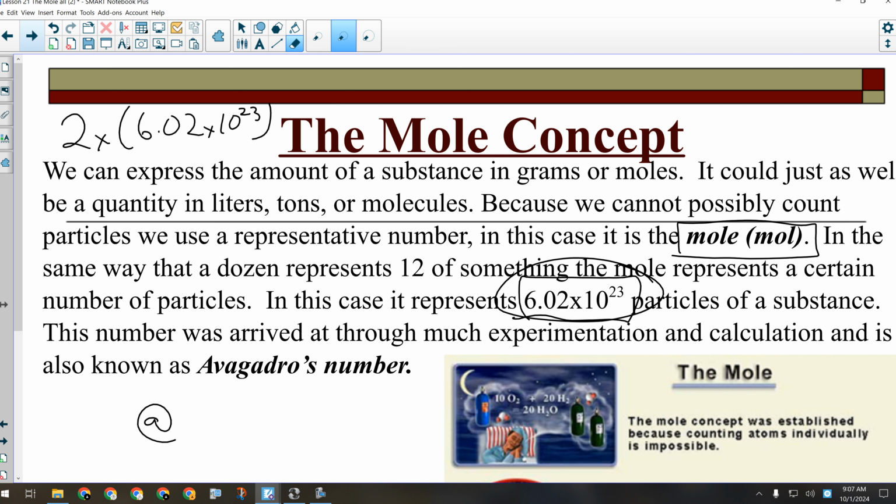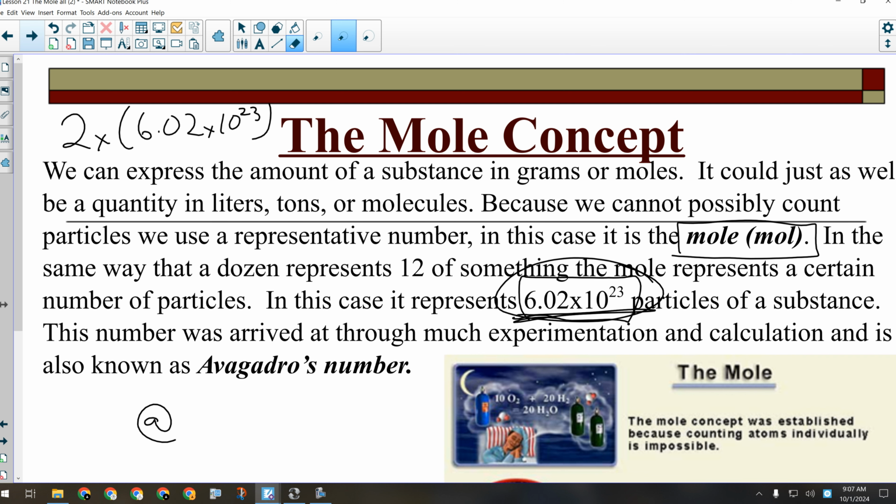So that's what he discovered, and then he said, all right, that's going to be the number. Just like if I say I have a dozen eggs, I have 12 eggs. If I say I have a dozen donuts, I have 12 donuts. It doesn't matter what I have a dozen of, I have how many? 12. So it doesn't matter what I have a mole of, I have this number, 6.02 times 10 to the 23.